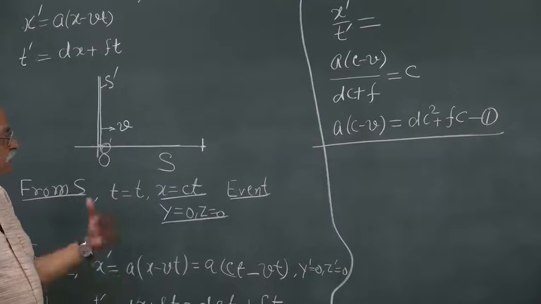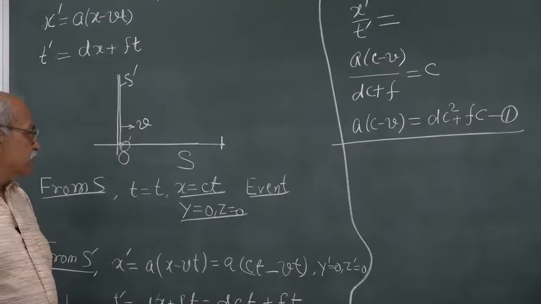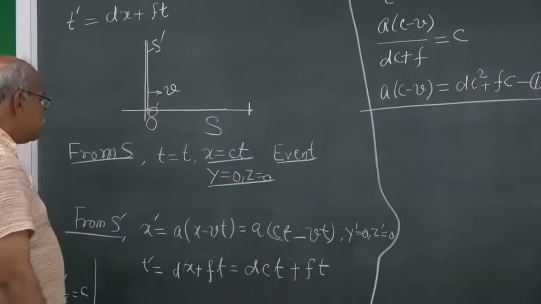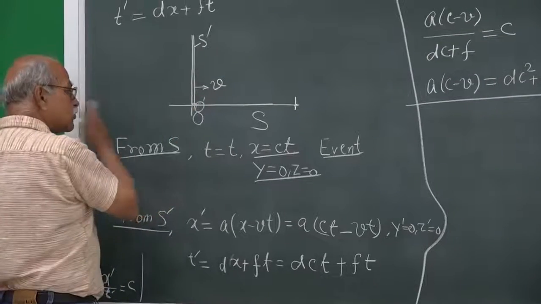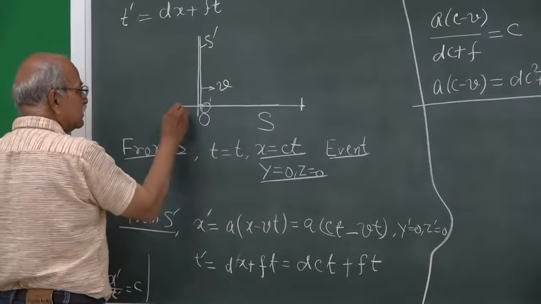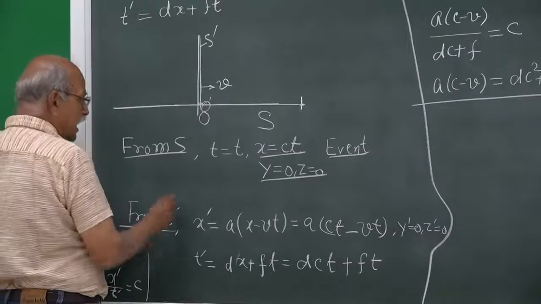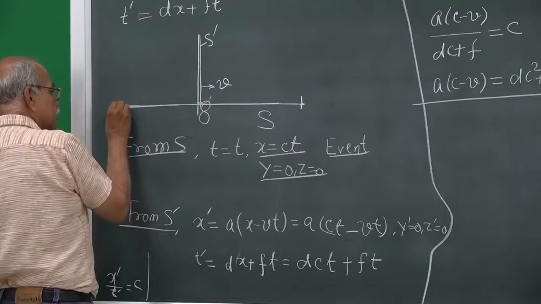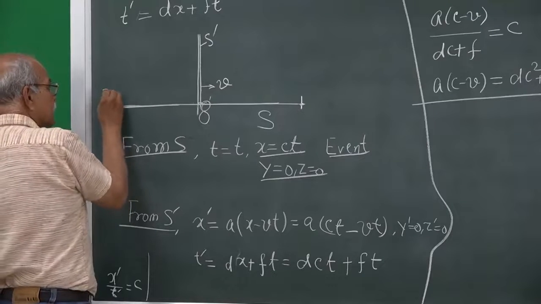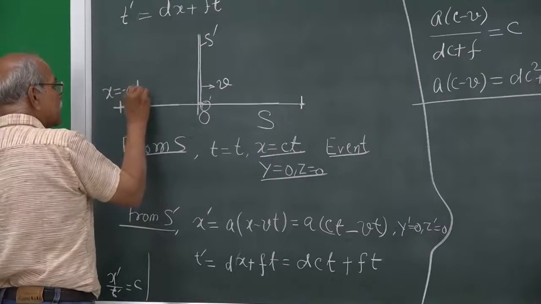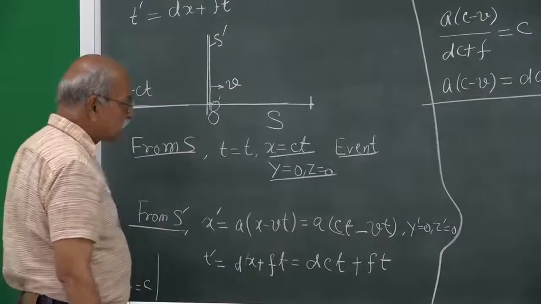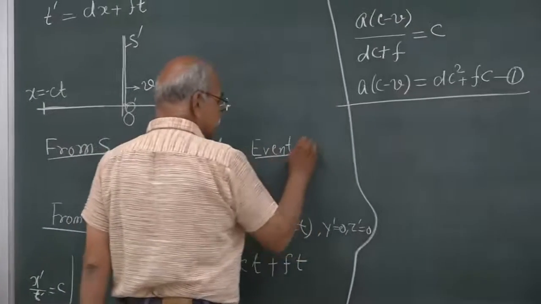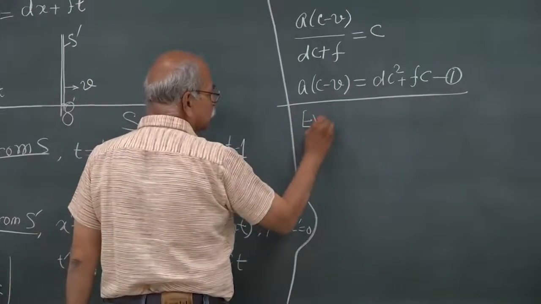Now, consider another event, and this event is that the pulse is also going, this radiation is also going in the negative x direction. So, as seen from S, the pulse has reached this point here, which is x is equal to minus ct. The pulse has reached here at time t. Okay. So, let us write that event 2, this is event 1.